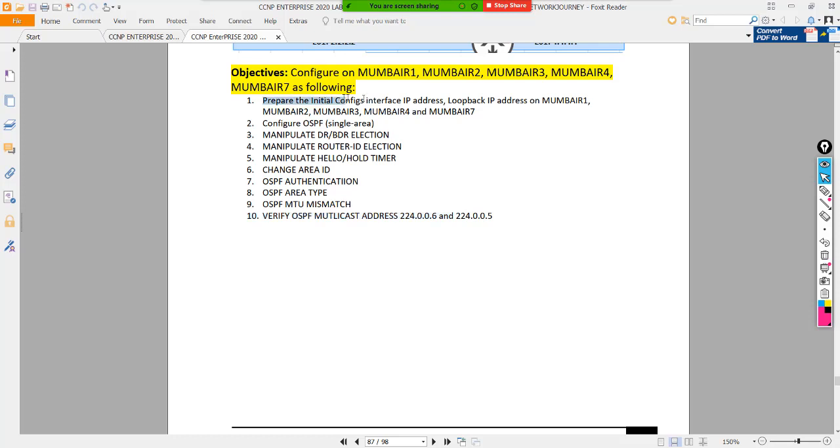So we had done the initial configuration. We have configured single area OSPF. We have seen the DR BDR elections. We have checked router ID election and the way to configure router ID. We also have manipulated the hello timer. We have seen how the neighborship gets interrupted as soon as you change the hello timers between the two routers in the case of OSPF. We also have checked area ID, authentication, area type, MTU mismatch.